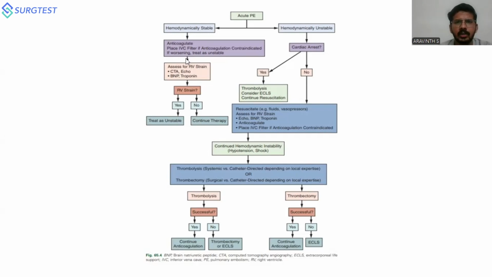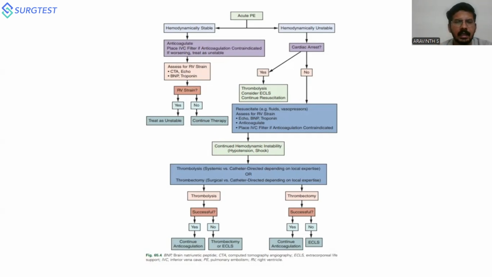The next thing you do is assess for RV strain using the echo. If you have features of RV strain on the echo, then you treat as unstable. If they do not have an RV strain, you continue the anticoagulant therapy. Meanwhile, recent guidelines also say, apart from echo, you also do a BNP and troponin because BNP and troponin are markers of myocardial stretch. Once you see elevated BNP, brain natriuretic peptide, and troponin, you know that there is an excessive strain on the RV.